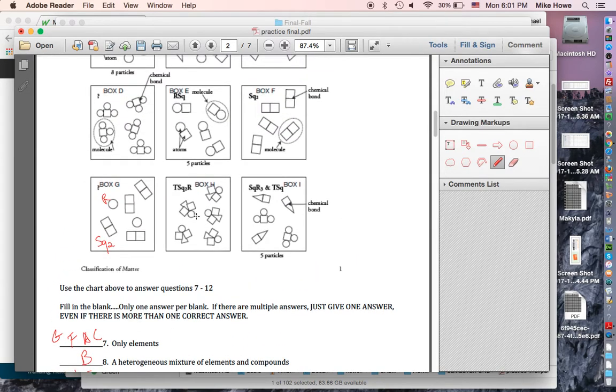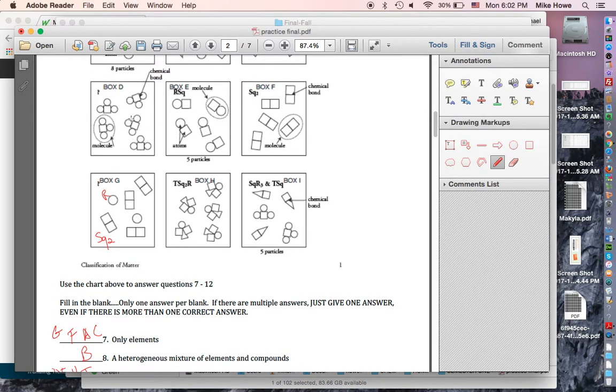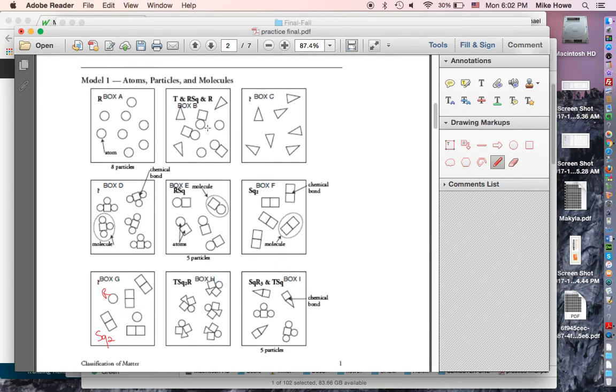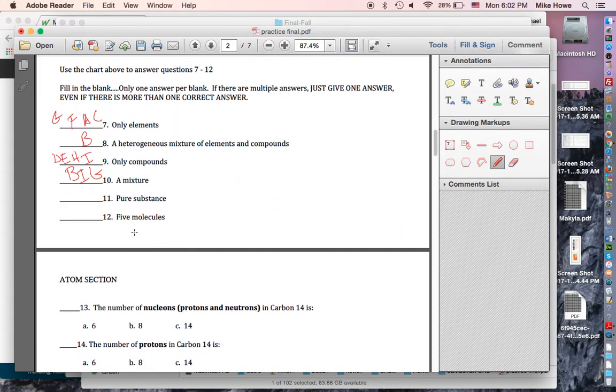A pure substance is something with only one identity. So that's pure, not pure, pure, not pure, because there's two identities. Pure, pure, pure. These are all just alike. There's 5 things just alike. This one would be pure up here. This is not pure because you've got different identities here. And then that one's pure because it's all just a single element. So A, C, D, E, F, H.